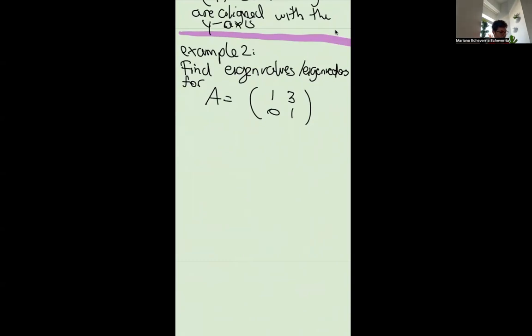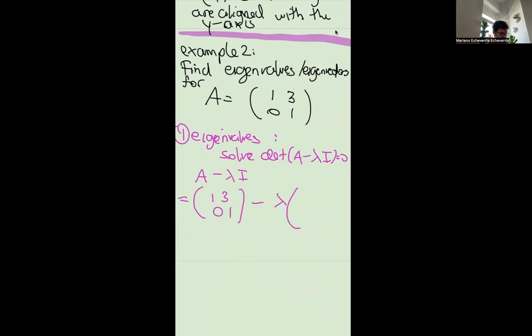But again, for eigenvalues, if you have this matrix, the eigenvalues are always found solving determinant of A minus lambda I equals 0. So what is A minus lambda I here? That's just 1, 3, 0, 1 minus lambda. The identity is 1, 0, 0, 1. So that gives you 1 minus lambda, 3, 0, 1 minus lambda.